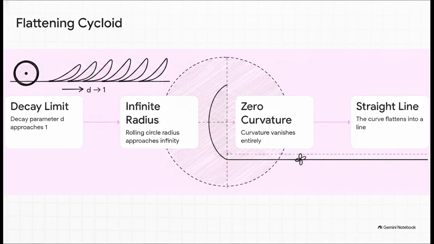And think about it. What happens to a circle when its radius becomes infinite? Its curvature completely vanishes to 0. The cycloid smoothly flattens out into a straight line. The absolute crucial takeaway here is that a straight line isn't some separate unrelated phenomenon. It is literally the exact same curve, just existing at its geometric limit.